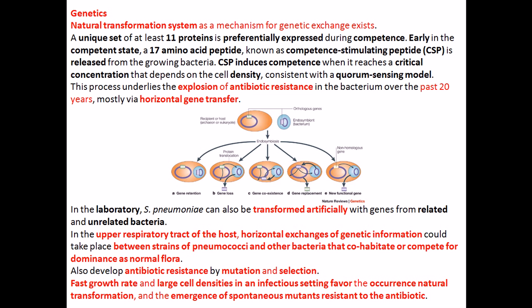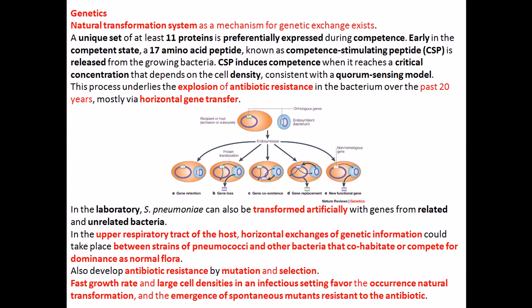If you look at the genetics of Streptococcus pneumoniae and how they are gaining the different important components to finally evade the immune system and kill the host cells, there is a unique set of at least 11 proteins preferentially exposed during the competence. That is very important, though it is not completely well studied yet, but it is understood that there are at least 11 to 12 proteins that are present, and they express preferentially during the competence generation according to their need of generation.